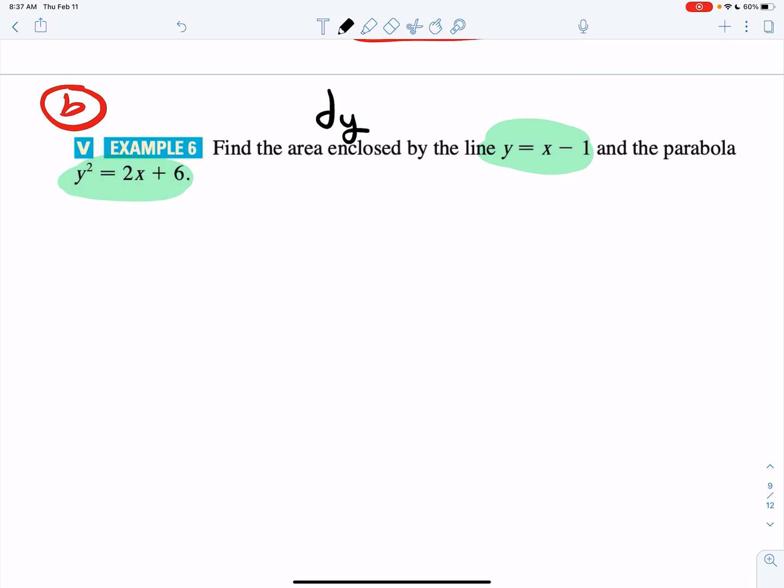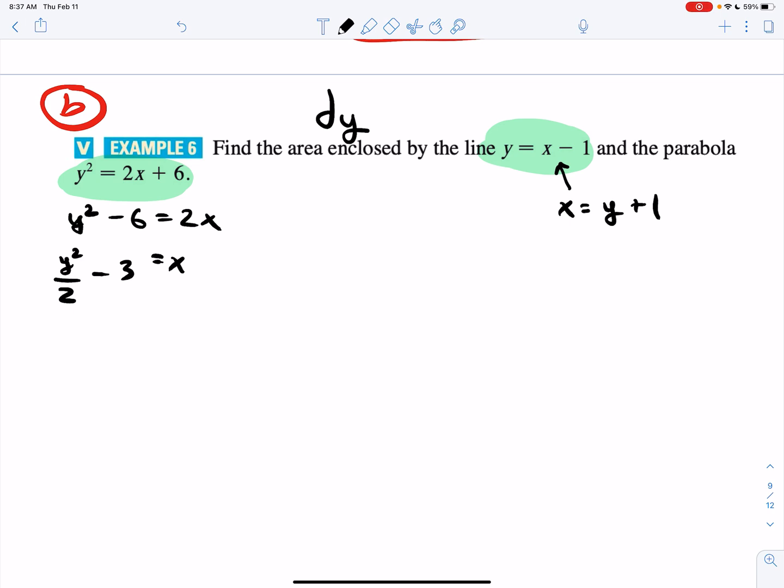So what we have to do here is make sure that our equations are in terms of y, right? So I'm going to solve for x here. X will equal y plus the 1 if I move that minus 1 over. And over here, if I'm trying to get x by itself, that's going to be y squared minus 6. And then if I divide by 2, that's going to be y squared over 2 minus 3.